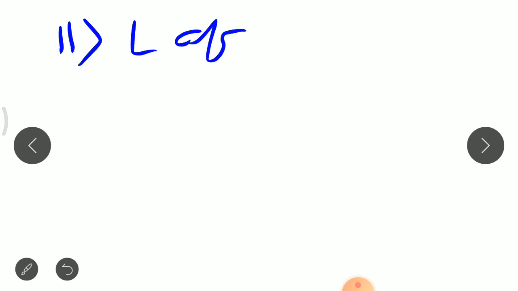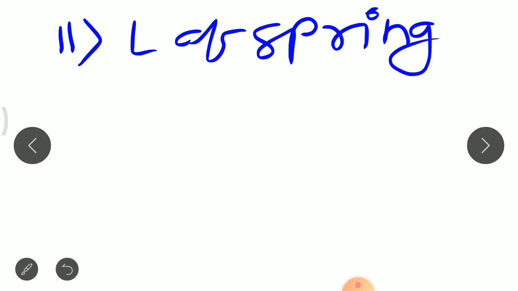Then the second quantity, second point, is length of spring. Length of spring. You have to write all these points in your notebook also.